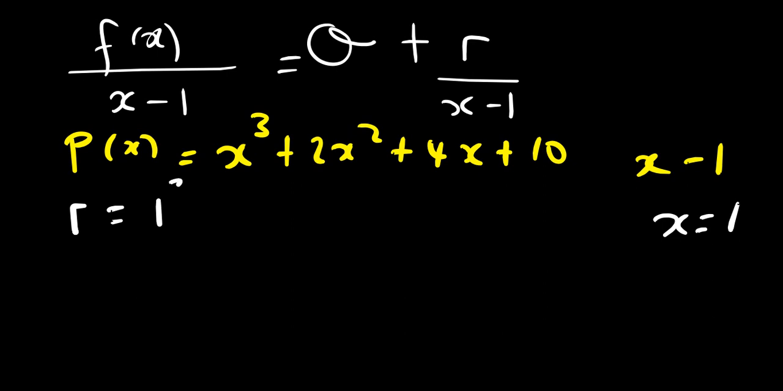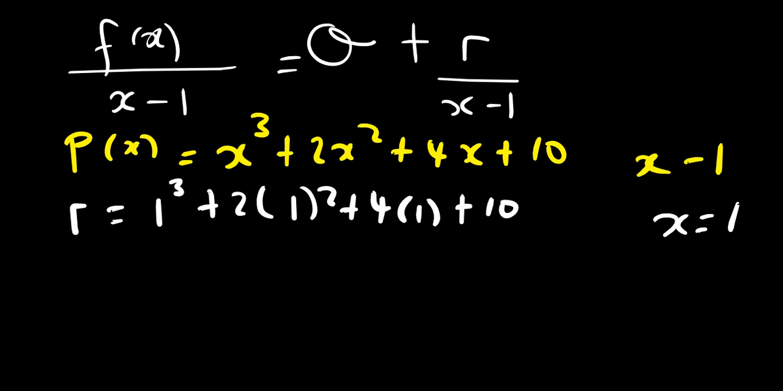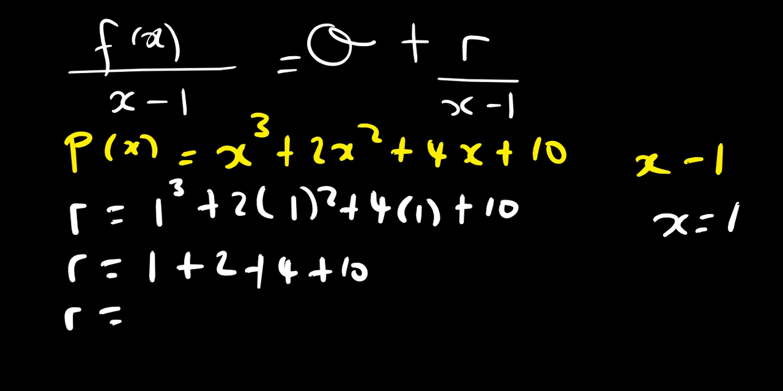So 1 to the power 3 plus 2 times 1 squared plus 4 times 1 plus 10. Okay, so your r in that case will just be 1 plus 2, because 1 squared is just 1, multiplied by 2 is just 2, plus 4 plus 10. So the remainder will be equal to 1 plus 2, that is just 3, plus 4 plus 10, so you're going to have 17.